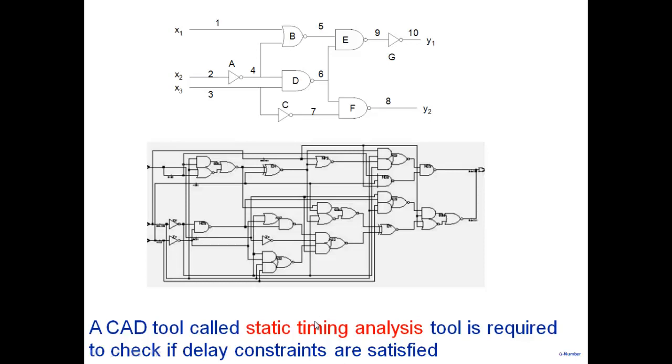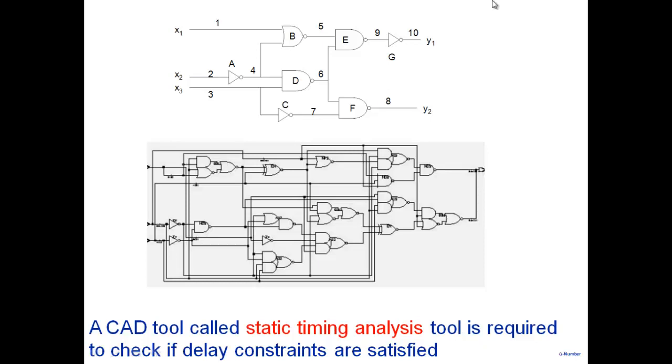So there is a very nice CAD tool called static timing analysis. What it does is it identifies the critical path and a number of other paths, calculates all the delays along that, and tells you whether the delay constraints are satisfied or not. You need that particular tool.